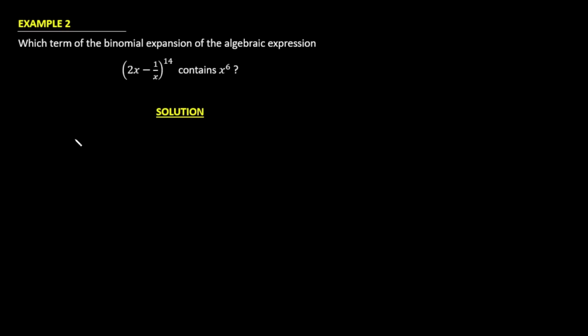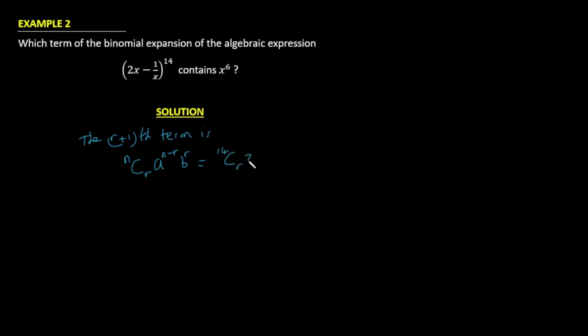So to do this, just like we did the other time, say the r plus 1 term. The r plus 1 term is this: n combination r, a to the power of n minus r, b to the power of r. So we need to evaluate this r plus 1 term, and our n here is 14 combination r, which is unknown.